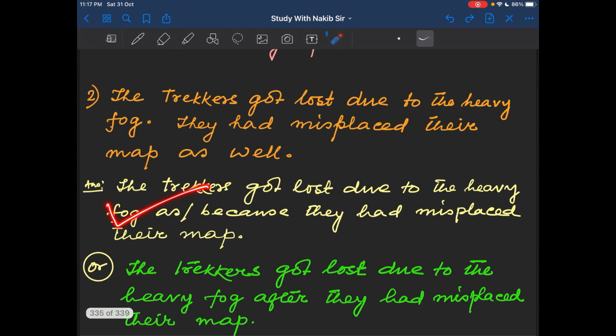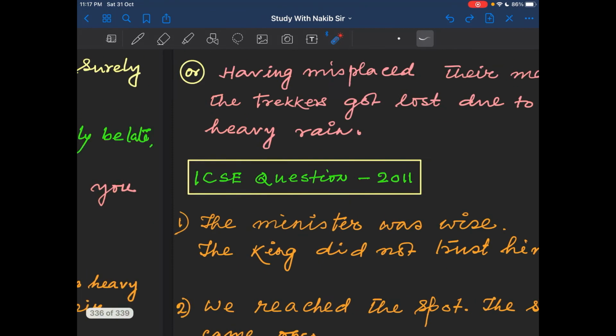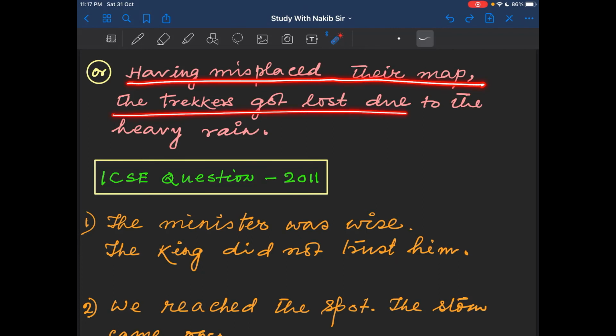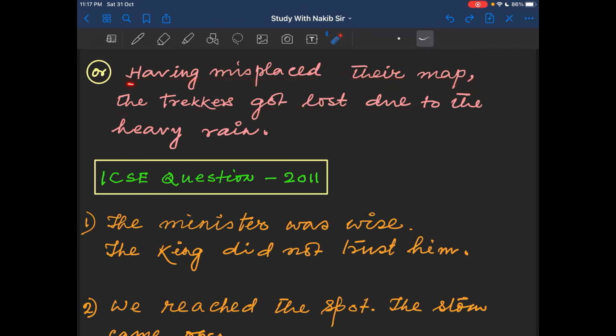Number 1 is this, by using as or because, and number 2 is this, by using after to transfer it into a sentence of the past perfect tense, and by using the perfect participle to transform it into a simple sentence. Having misplaced their map, the trekkers got lost due to the heavy rain.